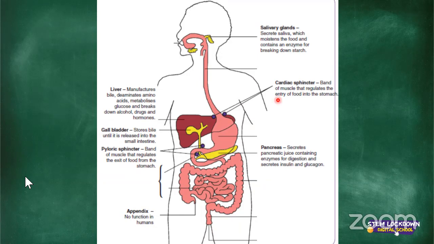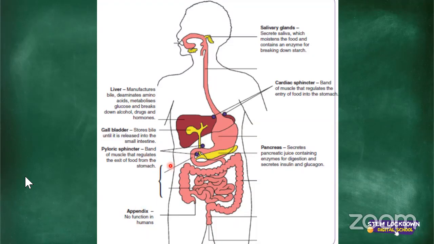Right, so these sphincters here assist in the opening and closing. This particular one here, the cardiac sphincter, regulates the food entering the stomach, all right? And then we have the pyloric sphincter. This regulates the chyme entering the small intestine, all right? Cool.